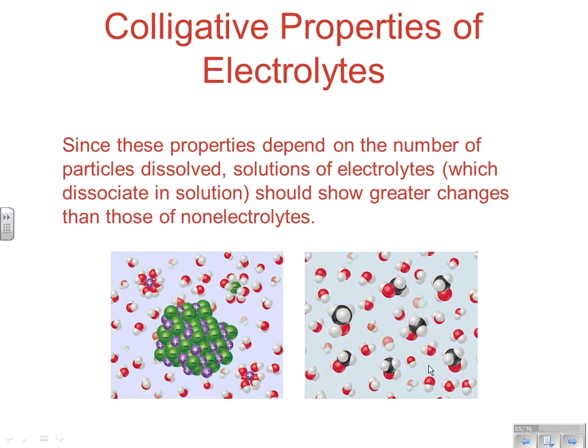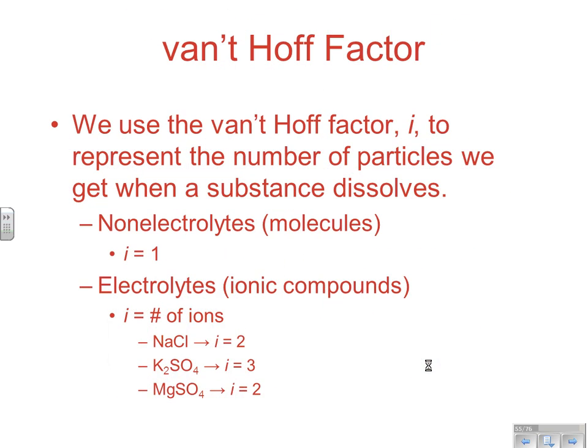So since these properties depend upon the number of dissolved particles, solutions of electrolytes, which dissociate in solution, ionic compounds, are actually going to show a greater change than non-electrolytes. So a molecular substance, which is a non-electrolyte, doesn't give you as many dissolved particles as an electrolyte would. And so in an ionic compound that breaks apart into ions. So to really more accurately look at boiling point and freezing, we need to take into account what we're actually dissolving in water in these two cases.